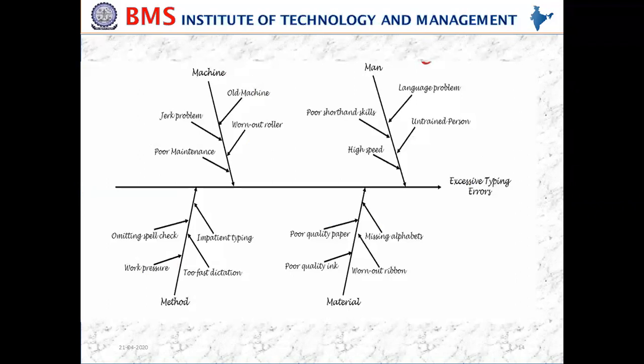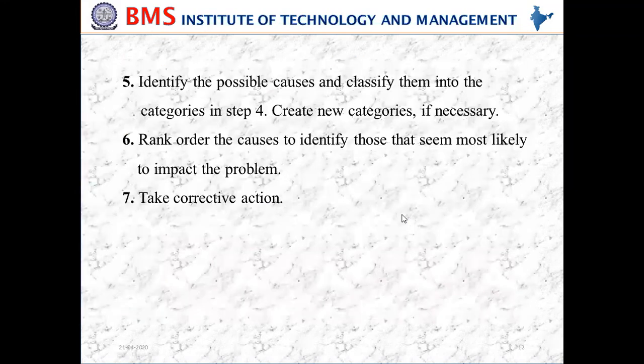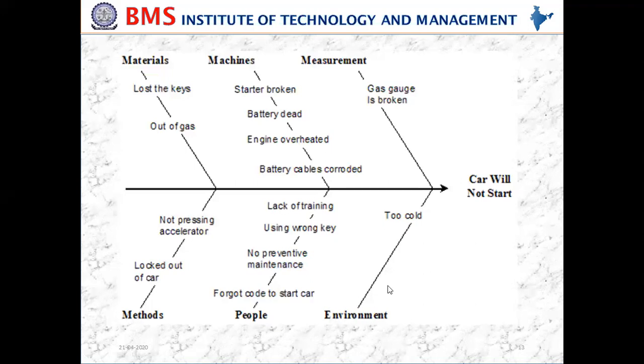And one more example, which is very simple and easy to understand: excessive typing errors. If you look at this, I have only man, machine, method, and material. Environment is not taken in this particular example. In the previous example, as we told, you can create new categories in step 5 if necessary. Here it was very necessary, as environment is very important for that kind of effect, like too cold. But generally we will take only the 5 M's: man, machines, materials, methods, measurements.